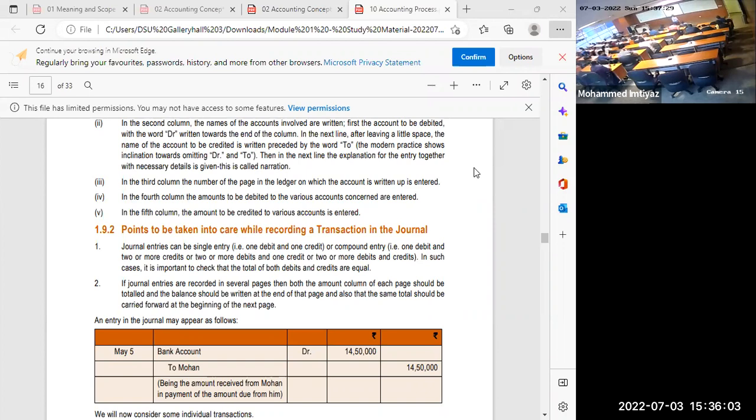I'll give you one or two transactions one by one. We write the transaction, then we'll try to find out the journal entry for that particular transaction. Is it clear? I hope you're understanding the journal format. You have some idea about the rules of journalizing. Now we are going to do some hands-on experience of that journalizing. Okay, first transaction.